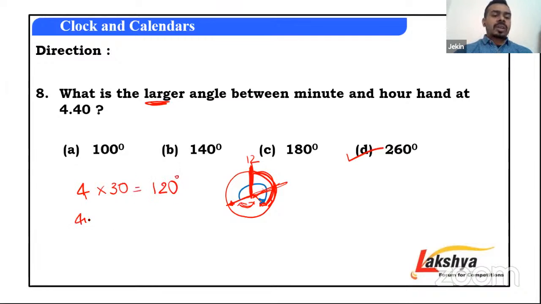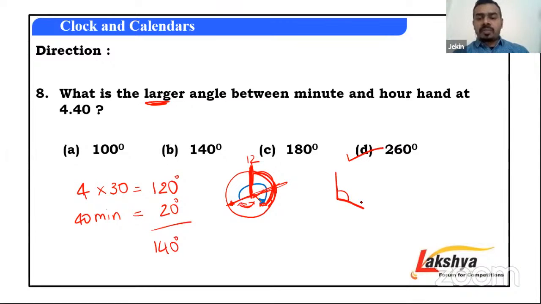However, it has also covered an additional 40 minutes, right? I told you previously it covers half a degree in 1 minute. Therefore, in 40 minutes it will cover half of 40, meaning 20 degrees, which means a total of 140 degrees gets covered from this position to this position for the hour hand. Is this clear? Because it's not exactly at 4, but it is also 40 minutes past 4. Okay, and therefore the answer is 140 degrees for the hour hand.